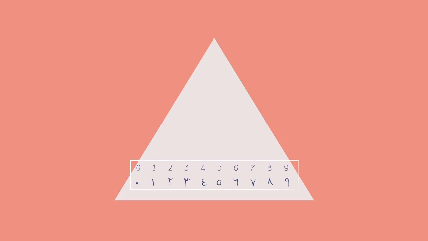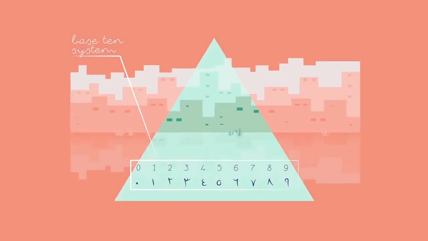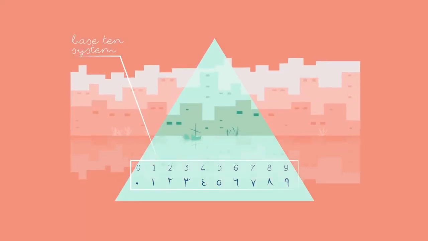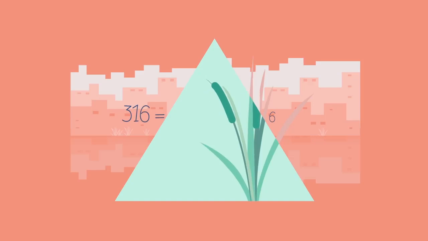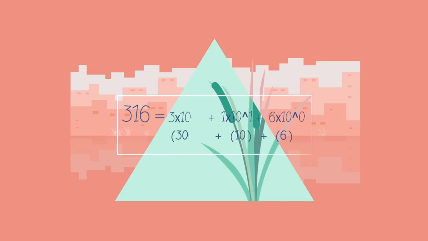This was a decimal, or base 10 system, which could represent any number using only 10 unique glyphs. The positions of these symbols indicate different powers of 10, starting on the right and increasing as we move left. For example, the number 316 reads as 6 times 10 to the 0th power, plus 1 times 10 to the 1st power, plus 3 times 10 to the 2nd power.